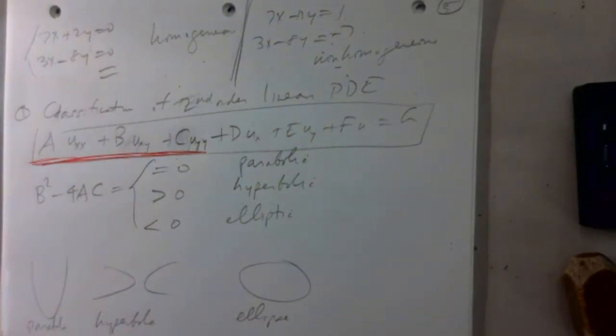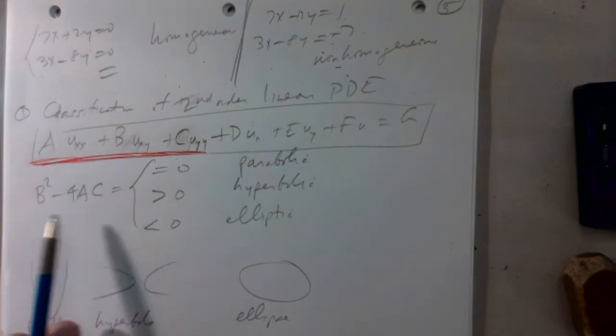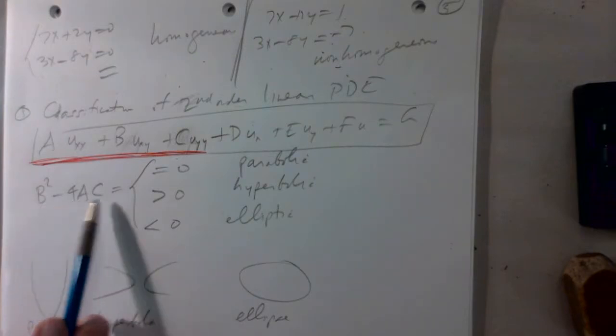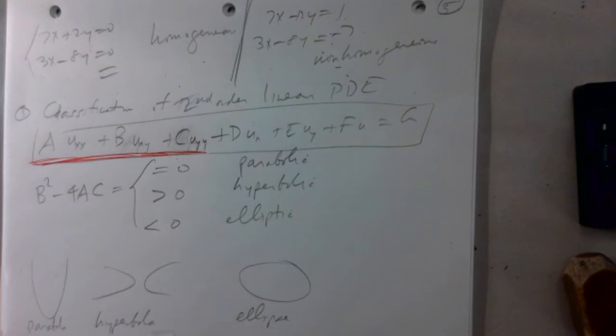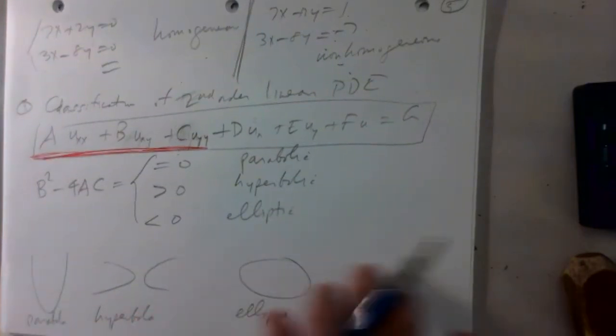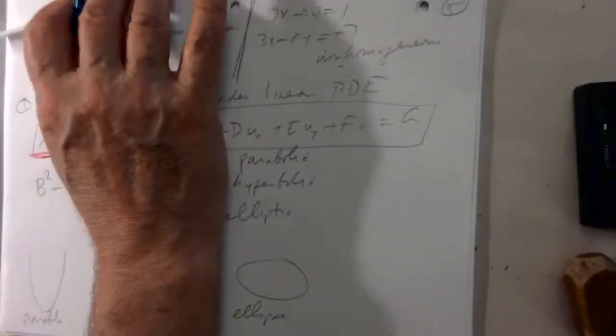So maybe I'll spend just a minute or two to try to see the connection between this b squared minus 4ac and these three geometrical words, right? Let's see how we might do this.